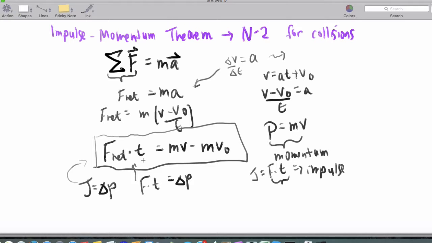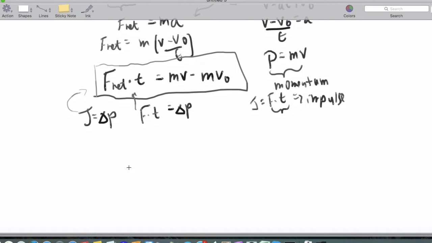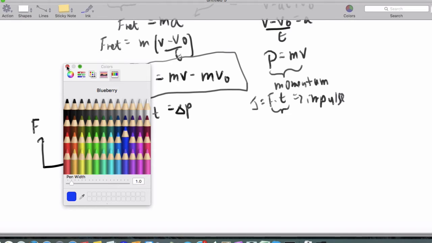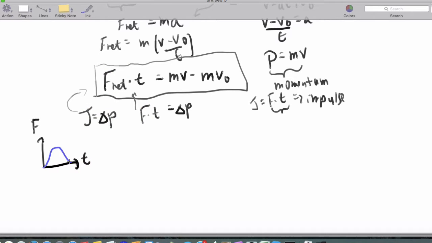One other thing I want to be clear on is it turns out that if you have a plot of F versus t, and this is like a function graph, this area is the impulse. So that's the first big idea of today. And now just another smaller idea that we're going to do.